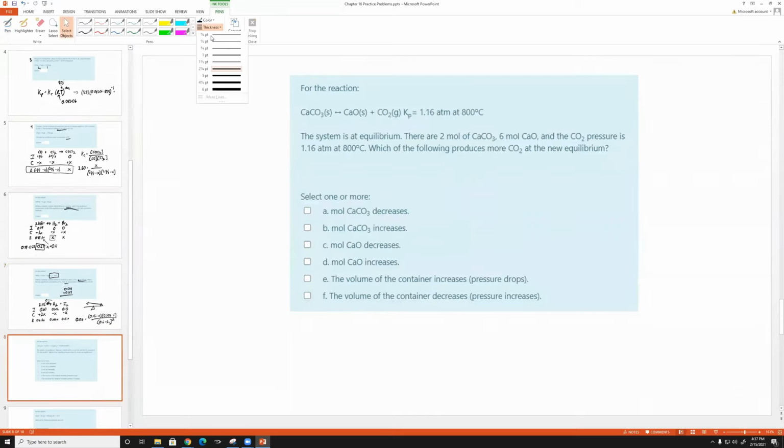Okay, moving on. Now we're talking about Le Chatelier's principle conceptually. Now you have this reaction, and oh, look at what I see. I see a solid and a solid. So keep that in mind. And our Kp is 1.16 at 800 Celsius.